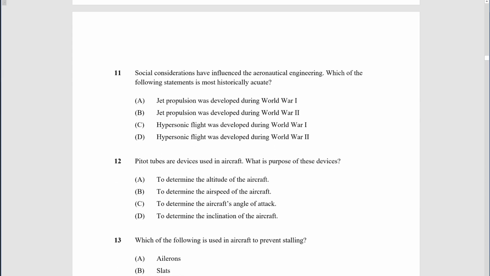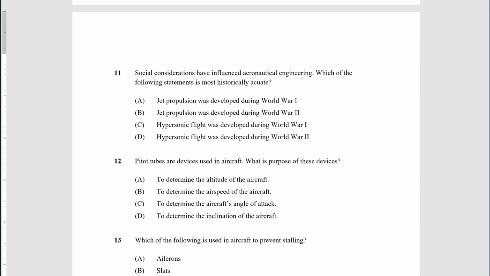Question 11: social considerations have influenced aeronautical engineering. It's not the world's best typing there. Which of the following statements is most historically accurate? Jet propulsion was developed during World War I. Jet propulsion was developed during World War II. Hypersonic flight was developed during World War I. Hypersonic flight was developed during World War II. So jet propulsion was developed during World War II is the most correct answer.